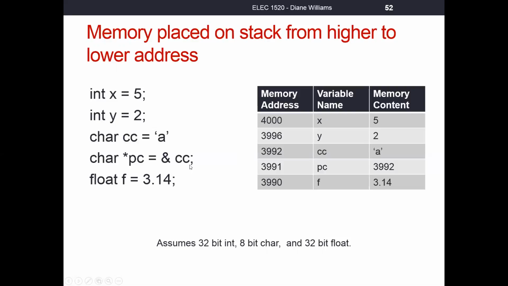I'm going to store the address of CC in PC. Well, the address of CC is 3992. You can see that PC stored in its memory has 3992. And then I'm going to store the float F next in memory. In this case, it has 3.14.